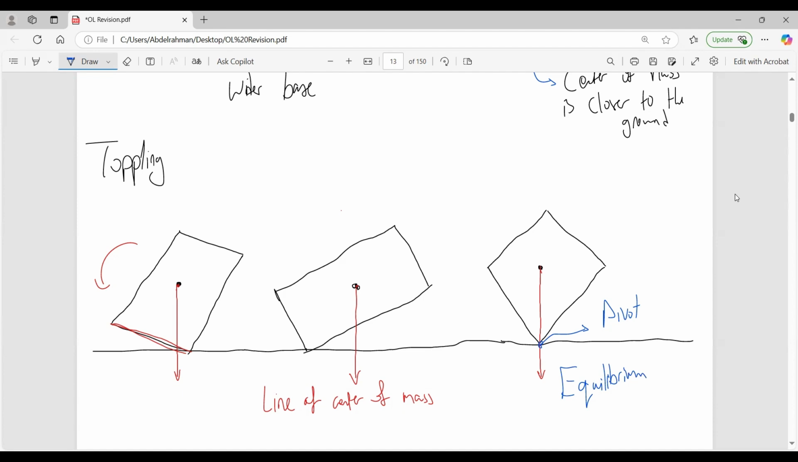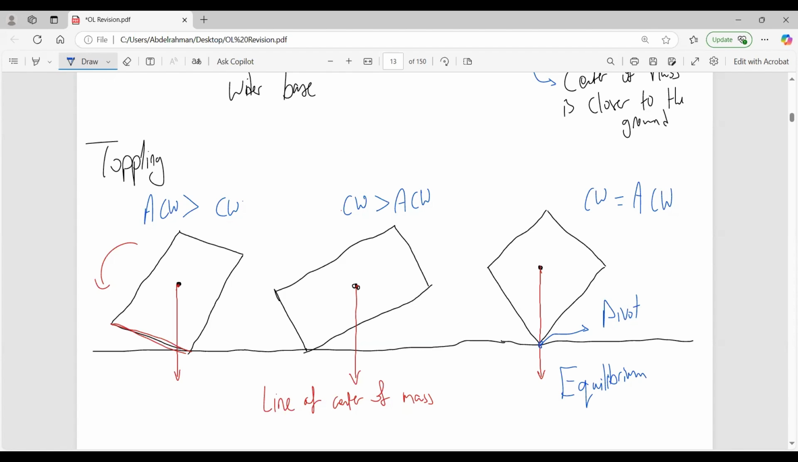For the first object, you can say that the anti-clockwise moment is greater than the clockwise moment. For the second one, you can say that the clockwise moment is greater than the anti-clockwise moment. For this one, they're both equal, the clockwise is equal to the anti-clockwise moment. Okay, I hope it's all clear now: the moment, center of mass, toppling, stability of an object, whatnot. Any questions up till now?